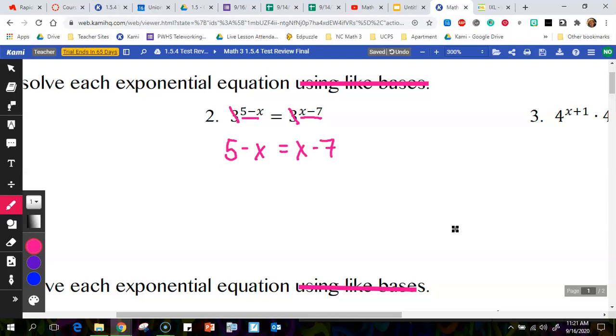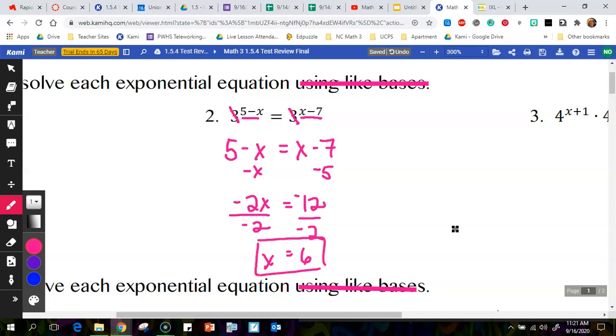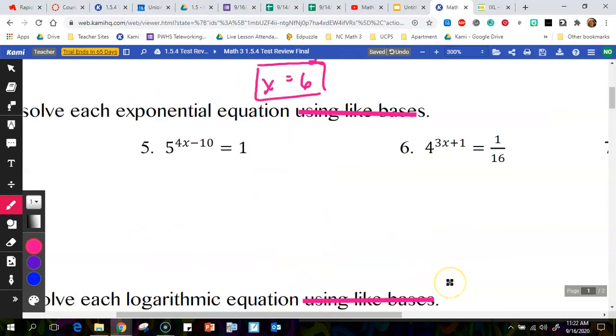Then I'm going to subtract x over here, and that gives me negative 2x. And then when I subtract 5 here, I get equals 12. No, excuse me, negative 12. And then divide by negative 2, x equals 6. So if you went over to Desmos and you graph that, you should get x equals 6 unless I did something wrong. To me, this is just faster than even going over to Desmos and typing it in.